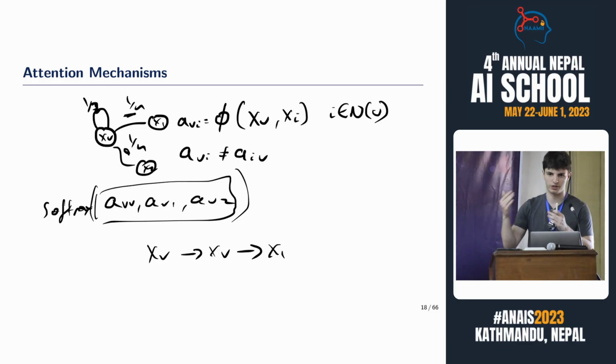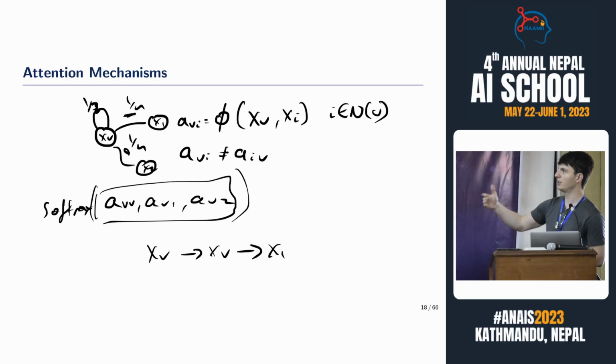So this forms a Markov chain. And so maybe from x_v, I sample and I stay at x_v, and then I sample again and I go to x_1, and so on. So graph attention networks and transformers in general define a random walk over these graphs. So this is, I think, a nice way to look at these kinds of objects.